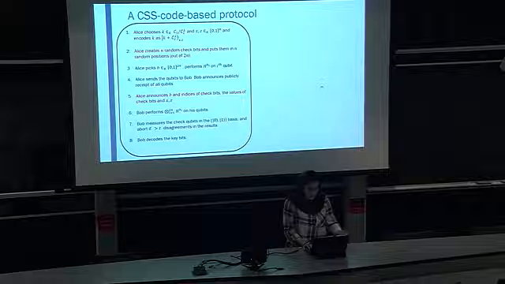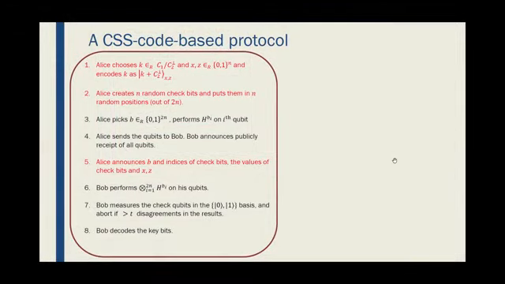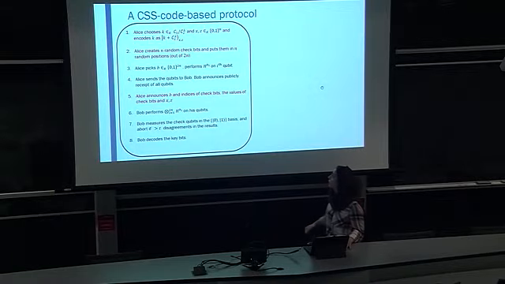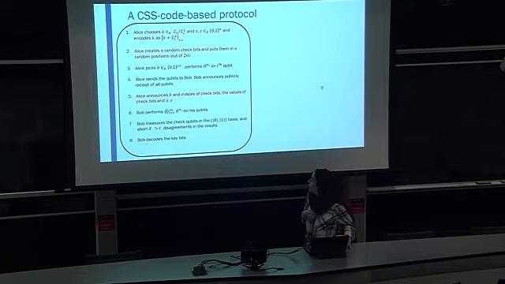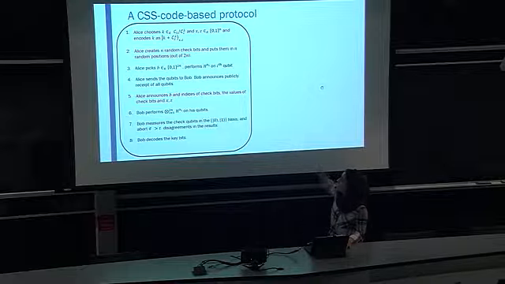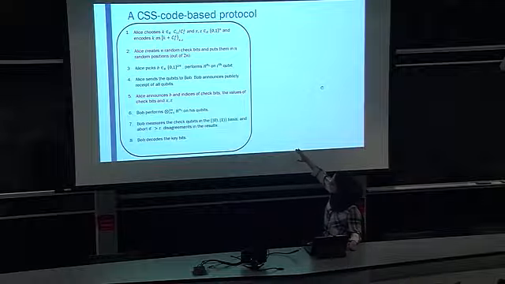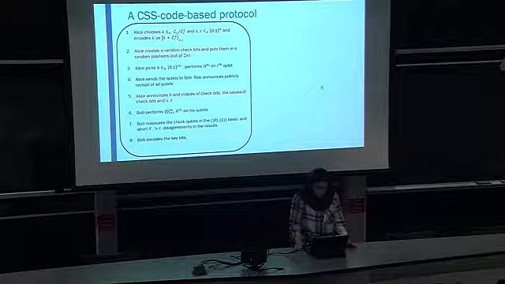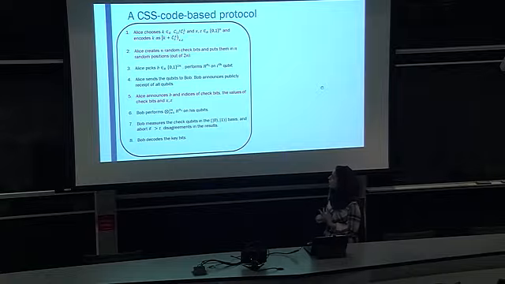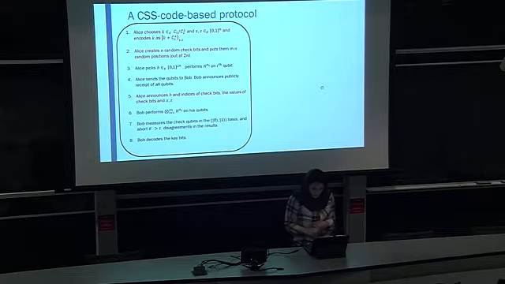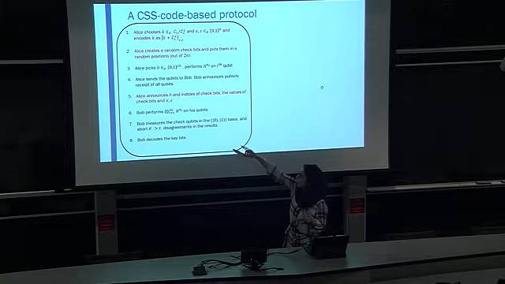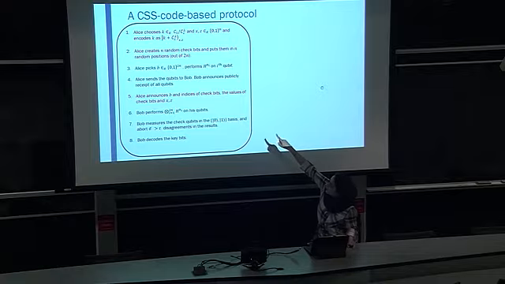So the CSS code-based protocol reduction looks like this. At the first step, Alice just prepares a random code word in a random CSS code family. Then she creates n random check bits and puts them in n random positions. And the rest is the same, except that Alice should, in addition to B and the indices of check bits, also announce the values of check bits and X and Z to Bob, so that Bob is able to decode these states and get K.